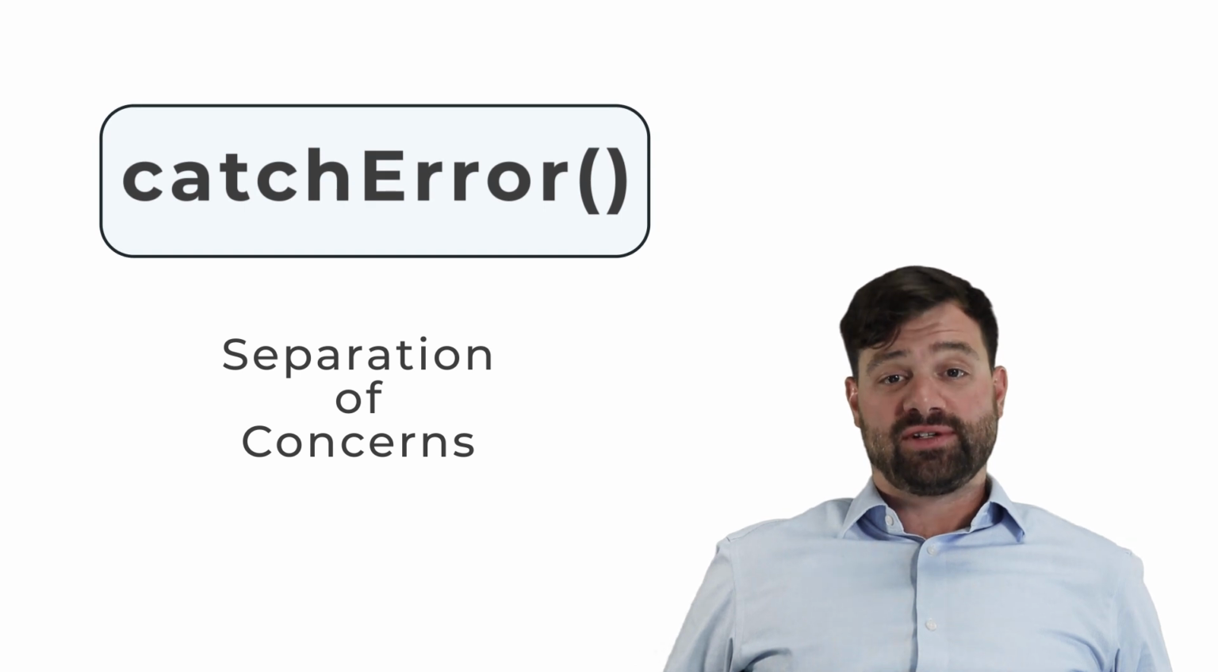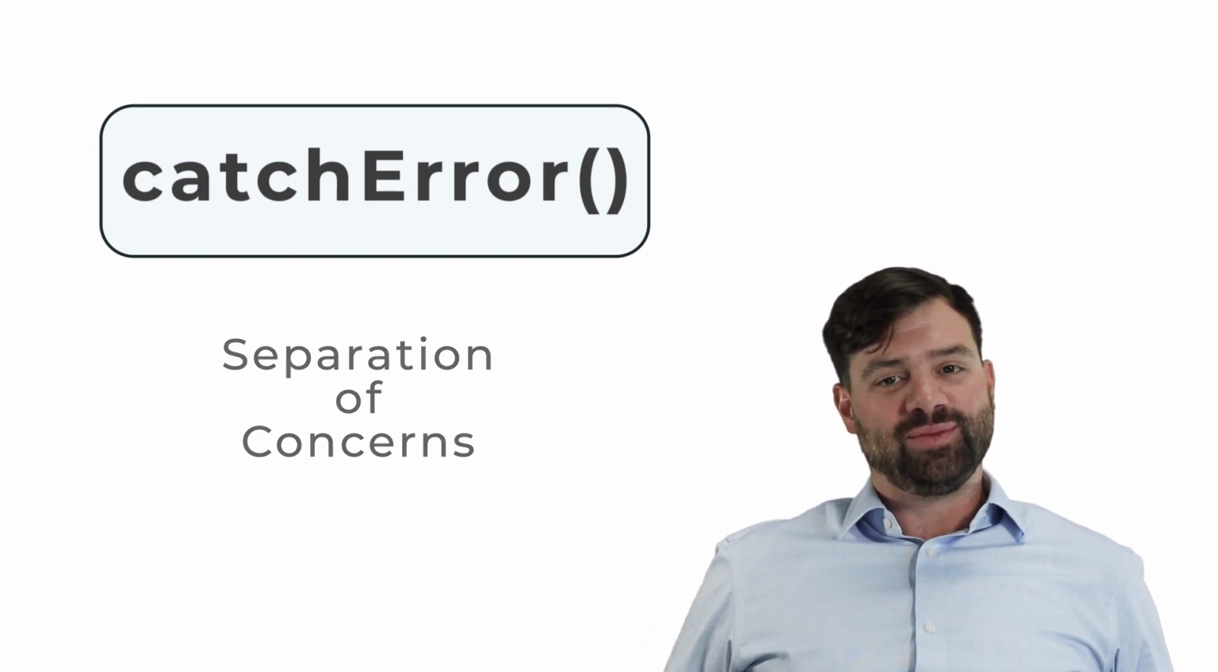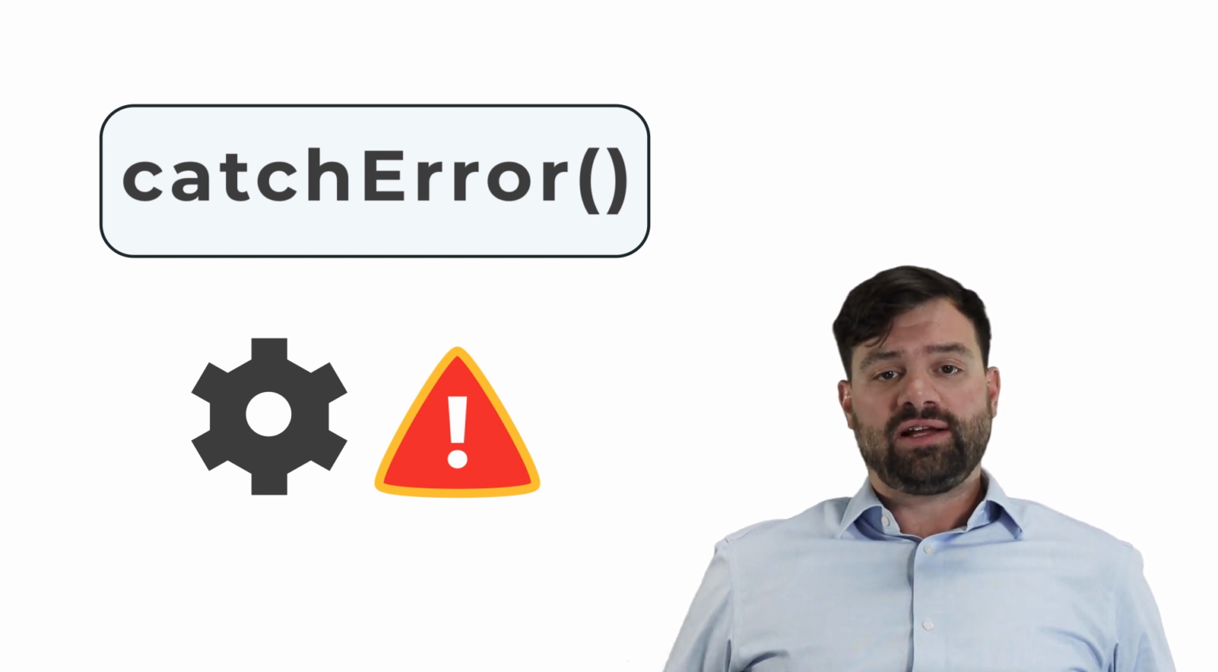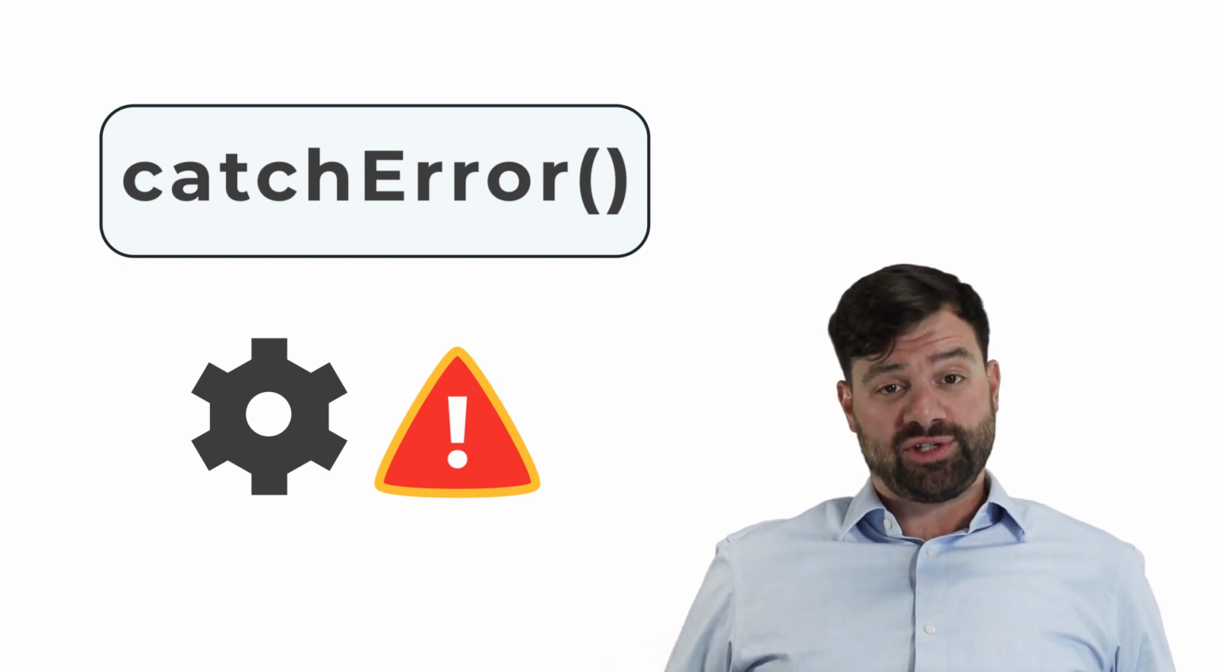Second, separation of concerns. Yep, that old chestnut. We can easily separate error handling logic from the actual calls generating the error. This allows us to decompose our code more efficiently.